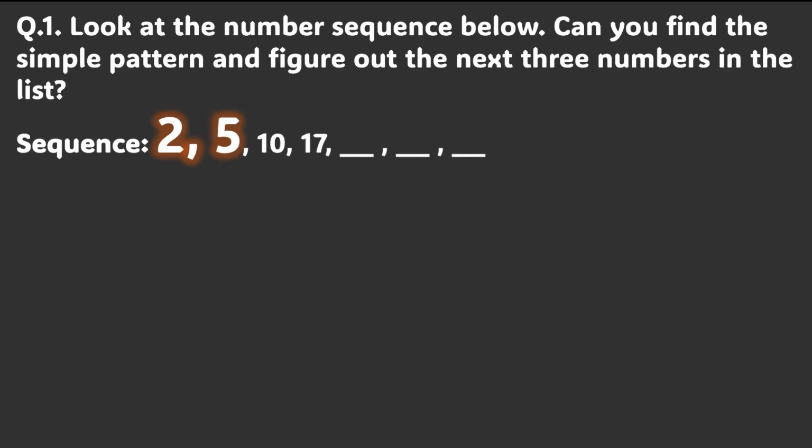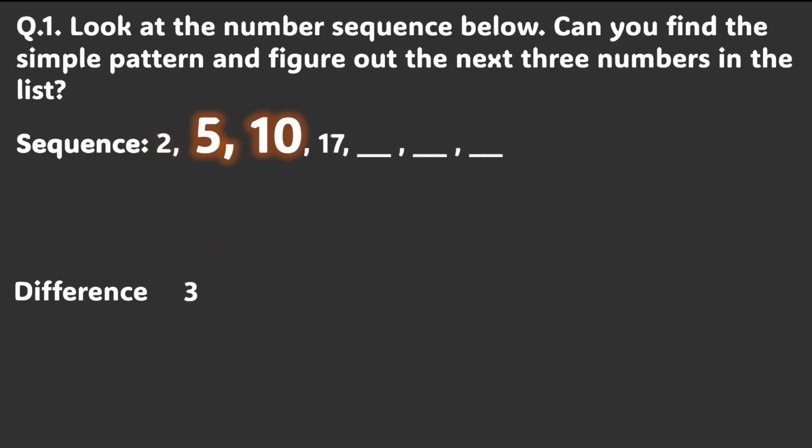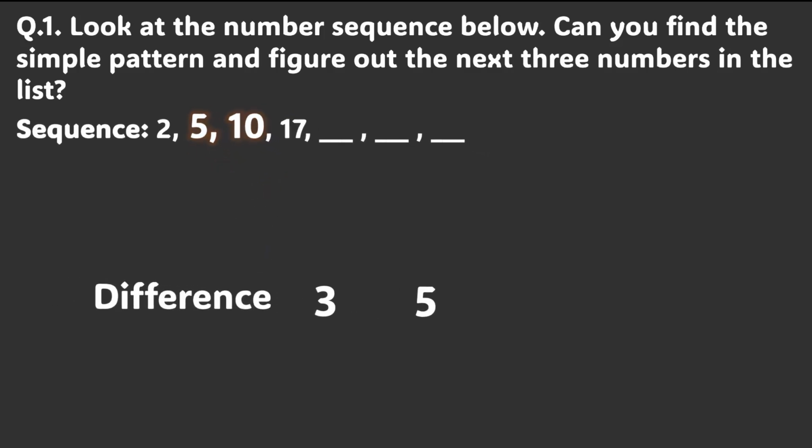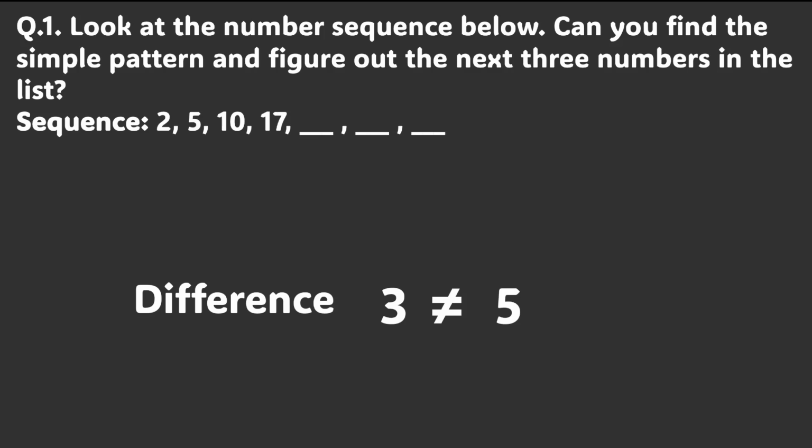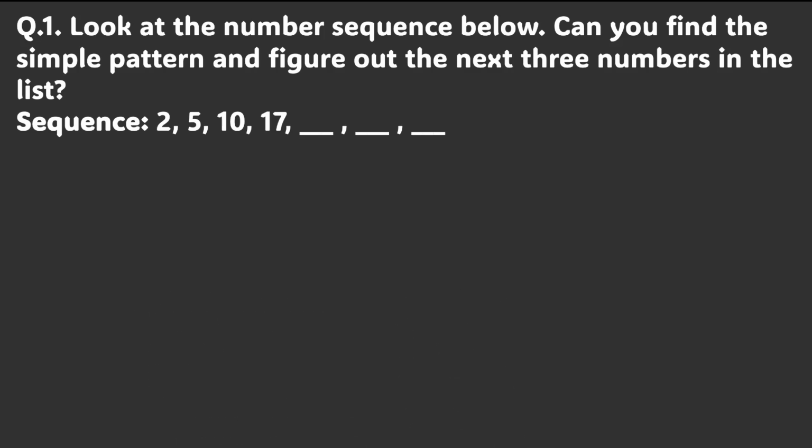Calculating the difference between the second and the first number in this list, that will be 5 minus 2, which will give us 3. Similarly, the difference between the third and the second number in the list, that will be 10 minus 5, which will give us 5. Clearly, the difference is not equal, so the pattern we thought about won't really hold. So we need to think of something else.